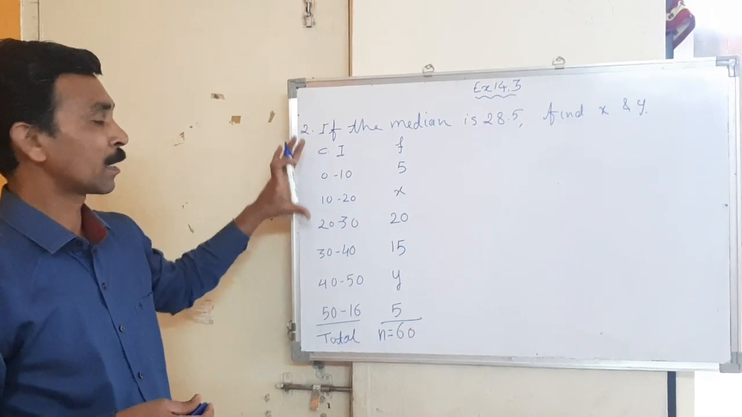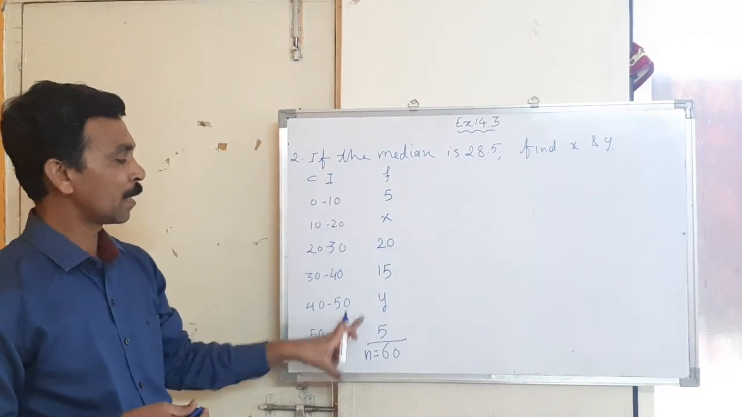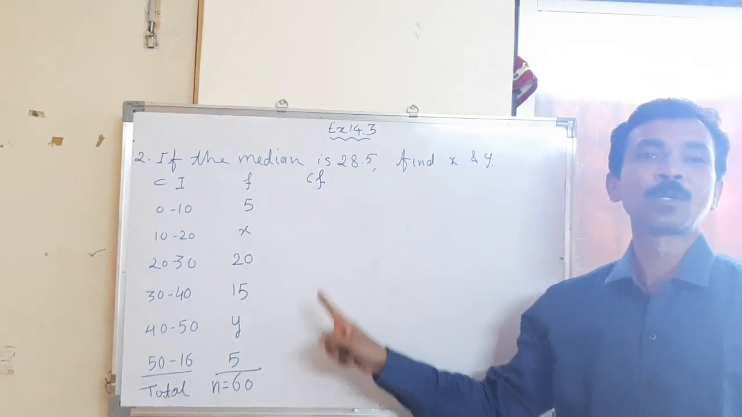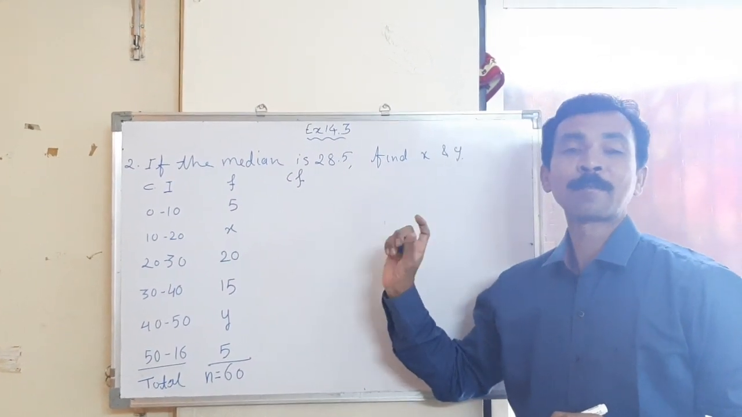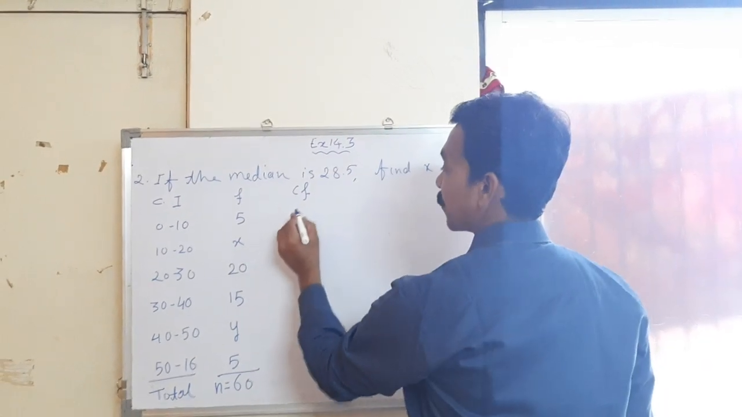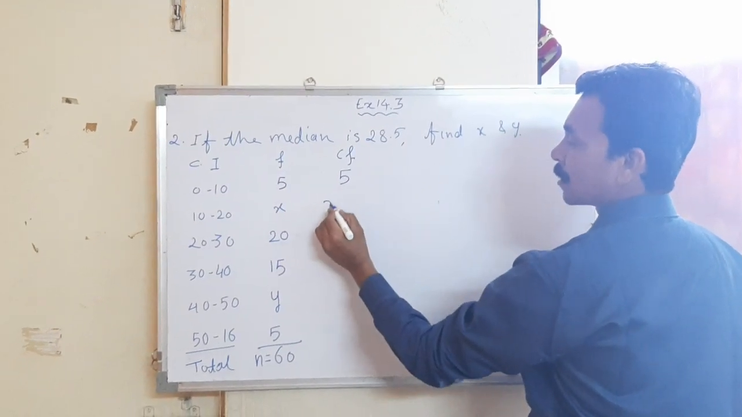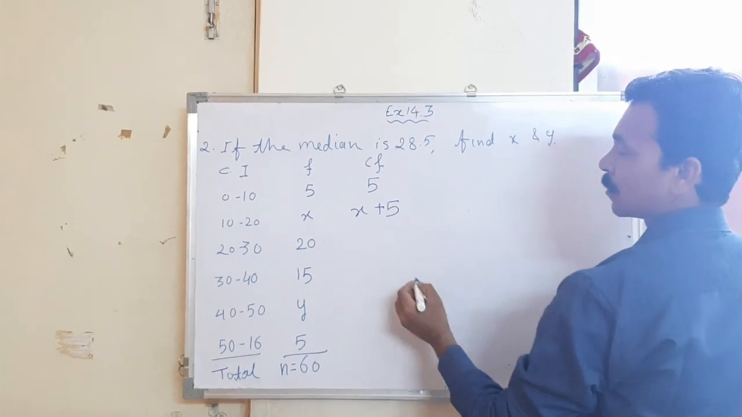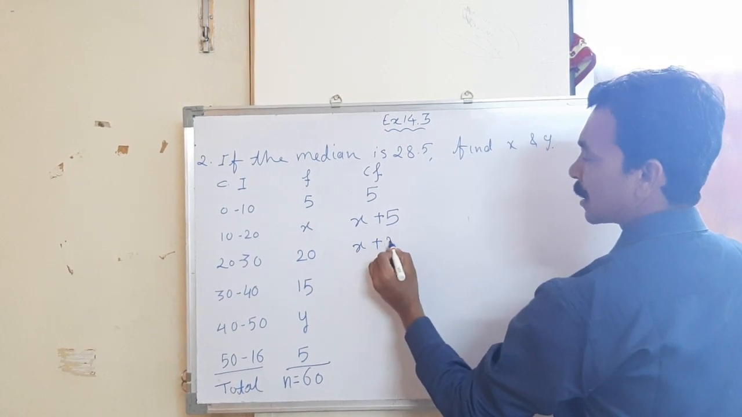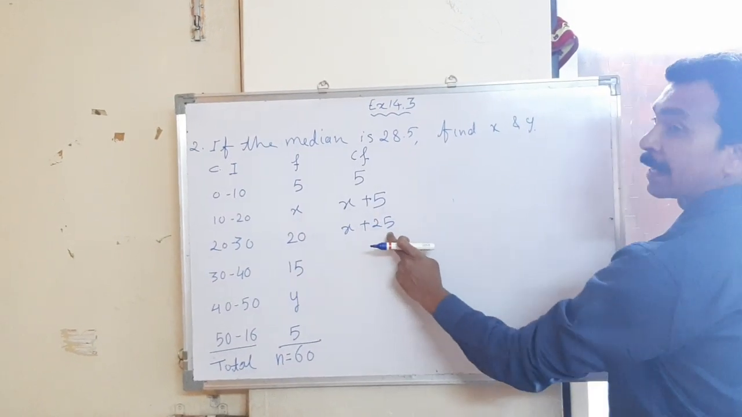Okay. Now I will start with the solution part. Class interval will remain as it is. Frequencies remain as it is. I will write here CF because we know when frequencies are known to us, we have to find CF. And method is same for finding CF, sum of consecutive frequencies. The first number will remain as it is. And if you add the sum of these two frequencies, it becomes x plus 5. Now I will add x plus 5 plus 20 is x plus 25. 20 plus 5 is 25.